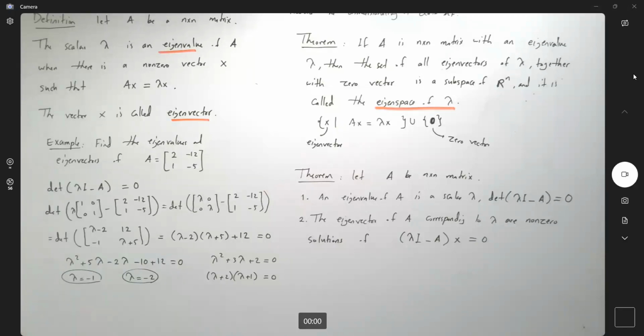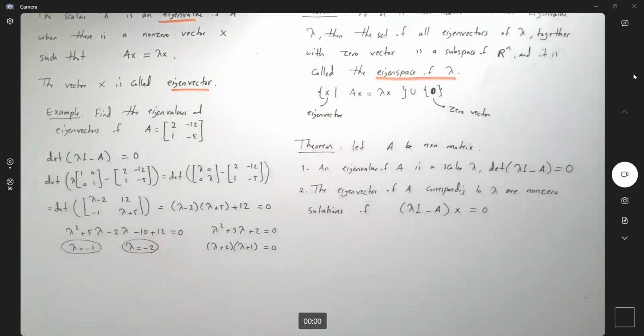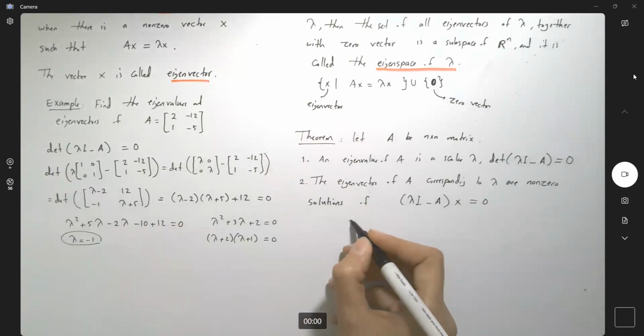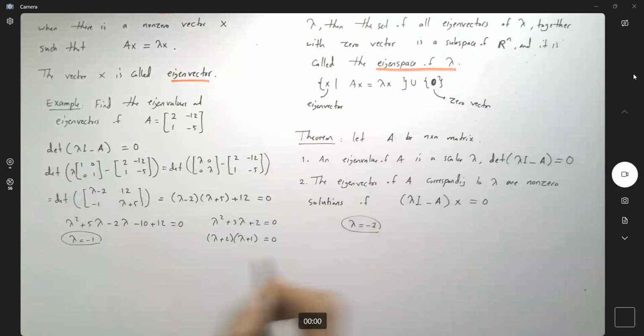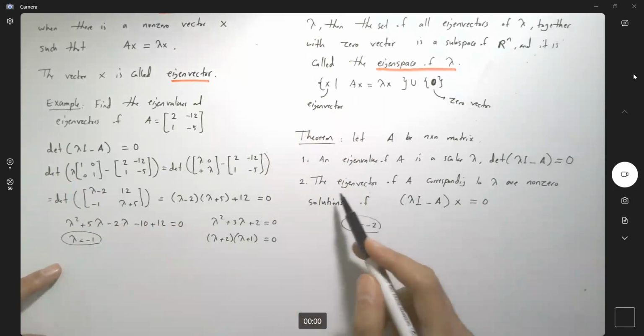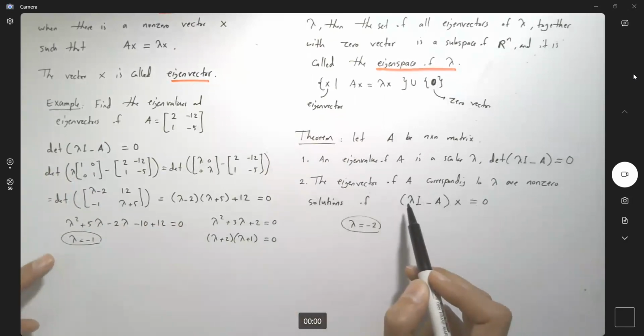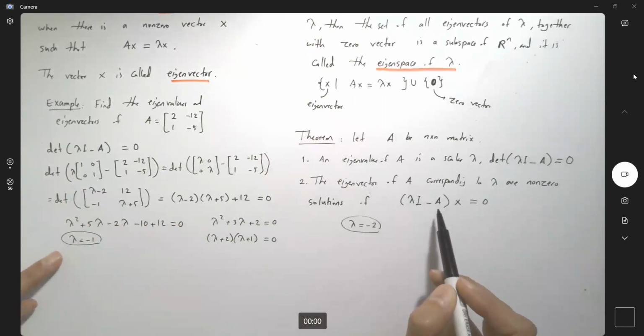Now that we found the eigenvalues using the characteristic polynomial, we need to move on and find the eigenvectors associated to each one of them. So I'm going to keep this on the left side and lambda equals -1 on the other side. The theorem says that to find the eigenvectors, you need to solve this equation: lambda times I minus A, times x equal to 0.